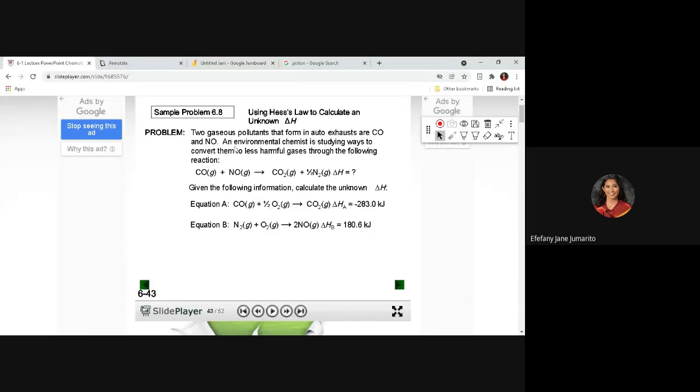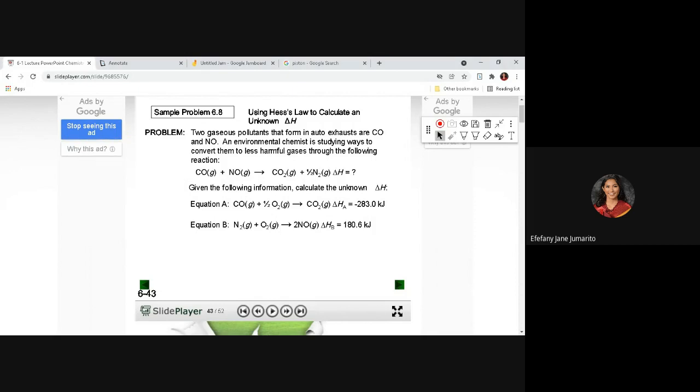Okay, two gaseous. Please read. We have Mona Lisa. Yes, ma'am. So two gaseous pollutants that form in auto exhaust are carbon monoxide and NO. Environmental chemists are studying ways to convert them to less harmful gases through the following reaction. Okay, so we have Christian.